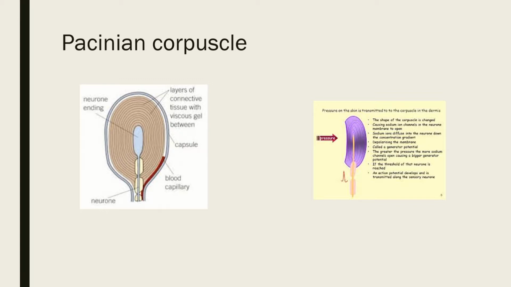So the structure: you have layers of connective tissue. Let me get my pointer out. Alright, here's my pointer. So you have layers of connective tissue with viscous gel between the layers. And then you have your capsule, your blood capillary, your neuron, and your nerve ending.